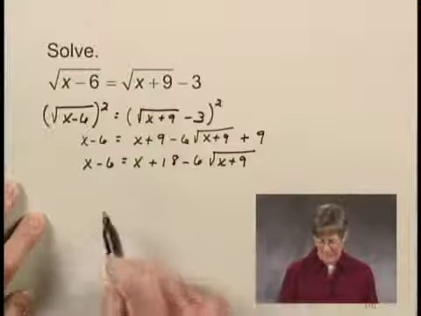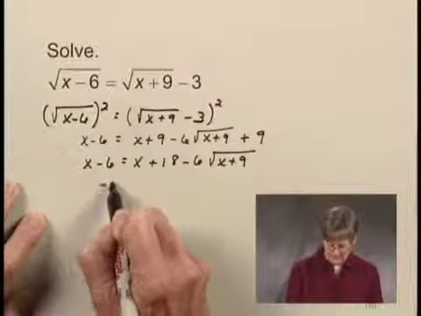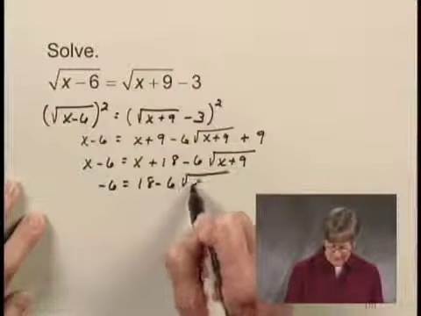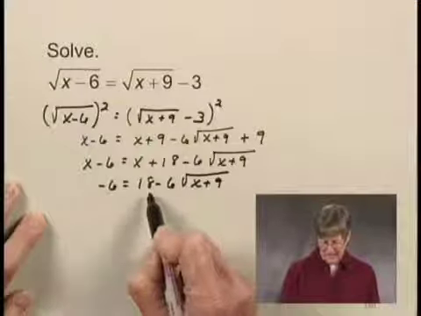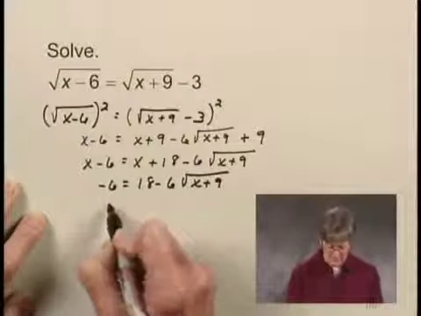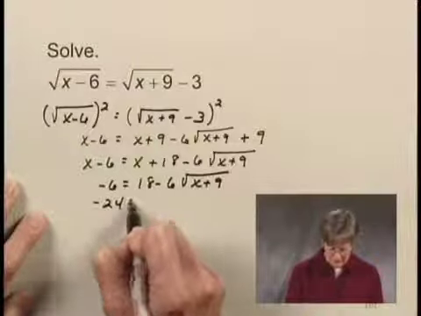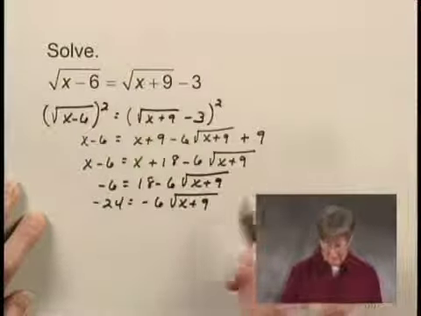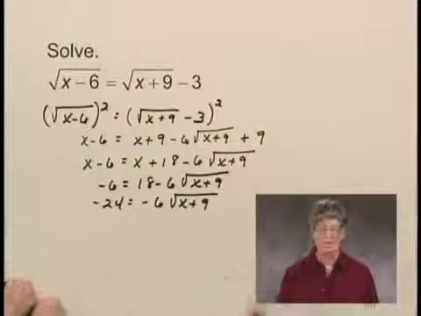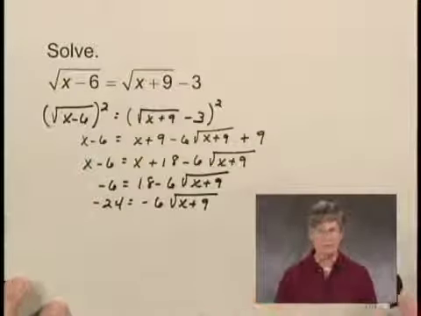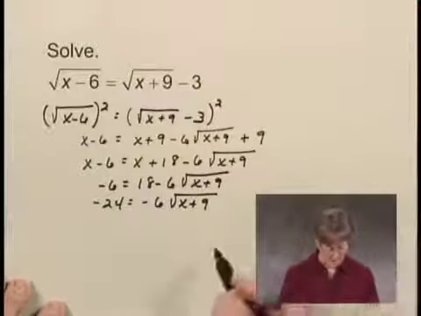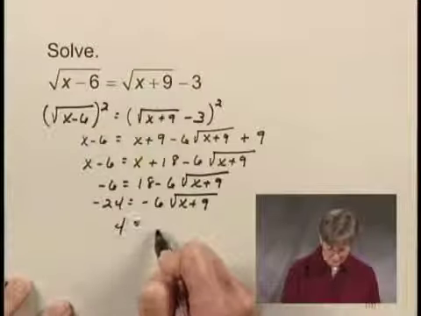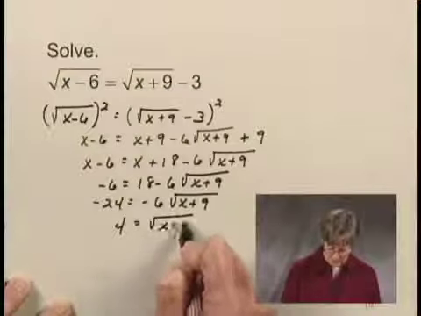If I subtract x on both sides, I get negative 6 equals 18 minus 6 times the square root of x plus 9. And if I subtract 18 on both sides, I get negative 24 equals negative 6 times the square root of x plus 9. Now, let's divide both sides of this equation by negative 6 just to make the numbers that we're going to be working with a little bit smaller. When I do that, I get 4 on the left. 4 is equal to the square root of x plus 9.